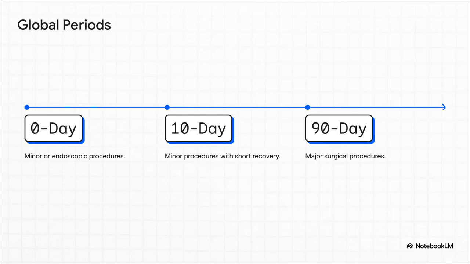All right, shifting gears to Section 3, Global Surgical Package Rules. This whole concept exists to prevent fragmented billing. It bundles routine, expected care into one single surgical code. These global periods are classified strictly by procedure severity. So a 0-day period is for minor or endoscopic procedures. A 10-day period is for minor procedures that have a short recovery. And those 90-day periods, those are reserved for major surgical procedures. Basically, the severity completely dictates the post-operative bundling timeframe.